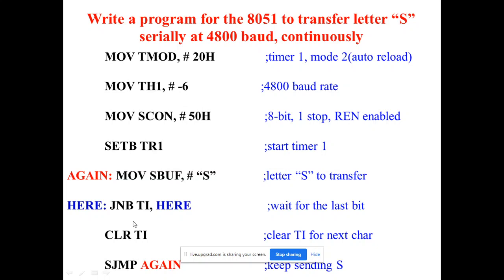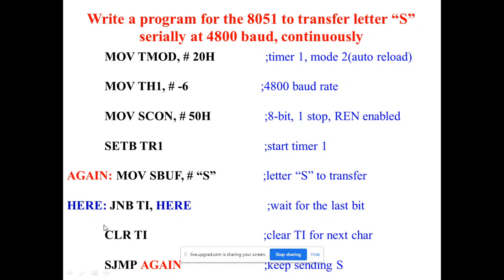Once the timer is started, our role is to check whether transmission is over or not. When all 10 bits are out from SBUF, at that time TI becomes 1. Up to that you remain in the loop. When TI becomes 1, at that time I am coming out of the loop, which indicates that my S character is completely out from the controller.